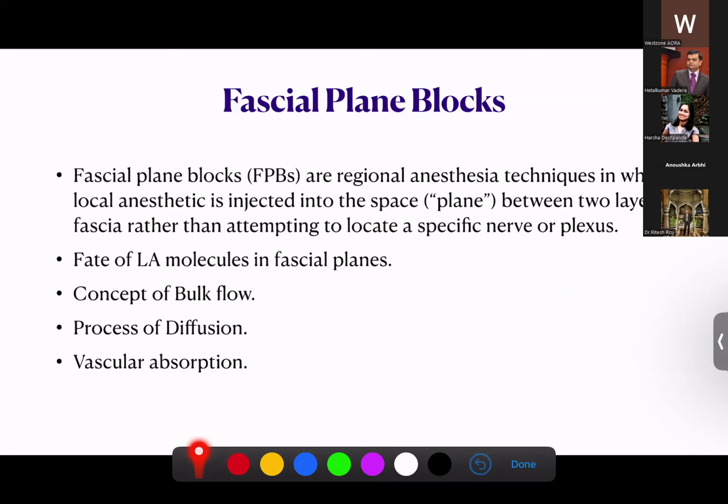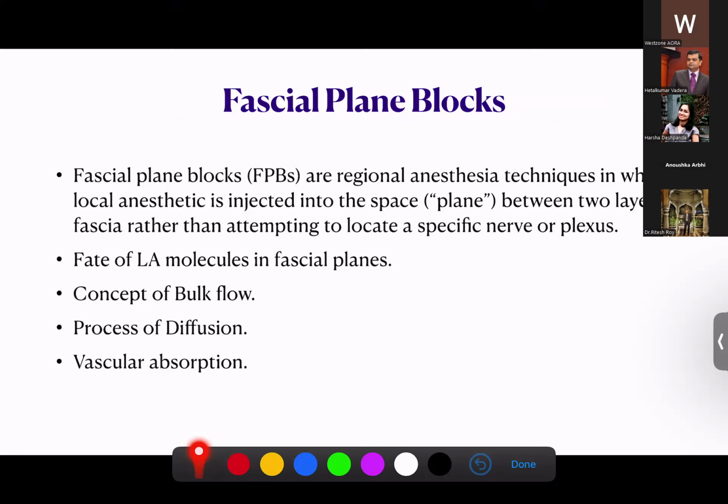Now, what are the fascial plane blocks? These are regional anesthesia techniques in which local anesthetic is injected in a plane or a space between two layers of the fascia rather than locating a specific nerve or a specific plexus. The mechanism of action of these fascial plane blocks depends on the fate of the local anesthetic molecules in the fascial planes. The movement of fluid or LA molecules depends on the mechanism of bulk flow or diffusion.